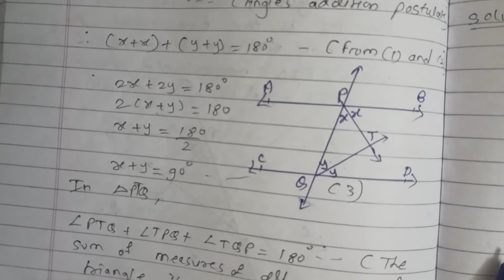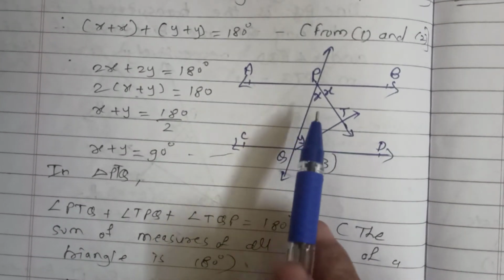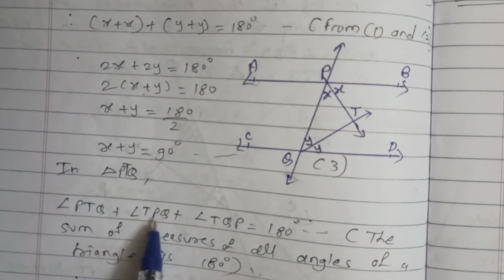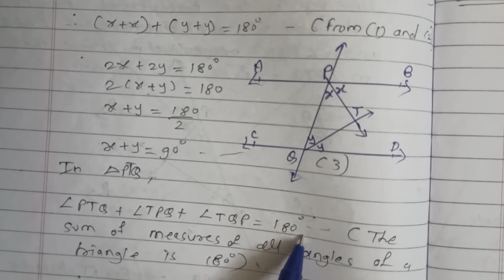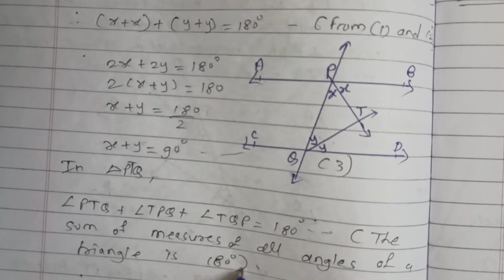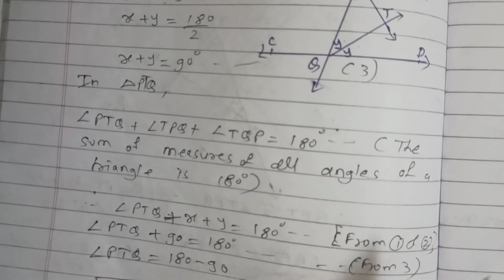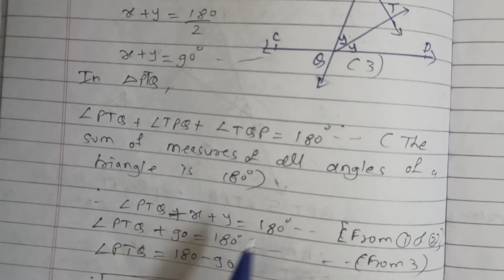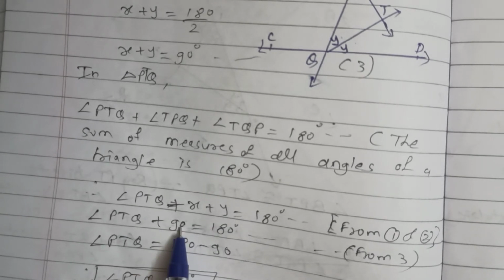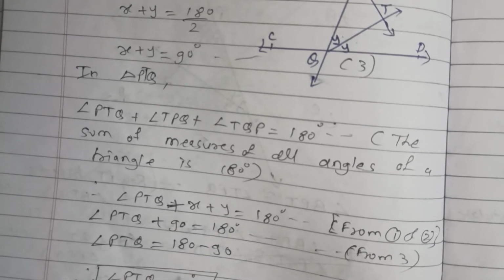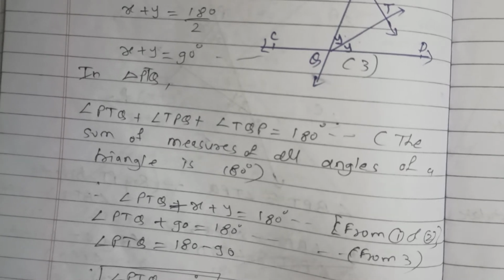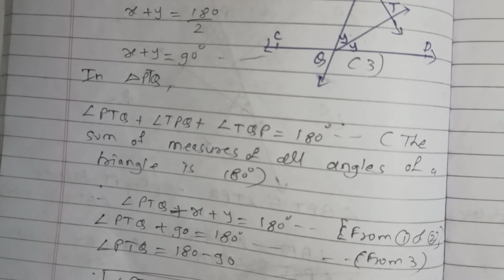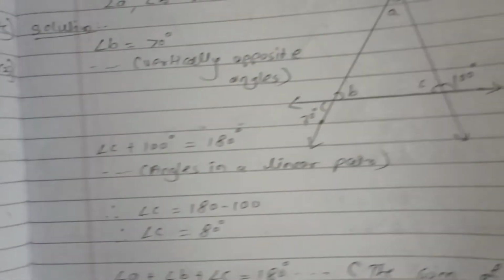Now in triangle PTQ, we can see in this figure, angle PTQ plus angle TPQ plus angle TQP is equal to 180 degrees. The sum of measures of all angles of a triangle is 180 degrees. Therefore, angle PTQ plus x plus y is equal to 180 degrees, from 1 and 2. As x plus y is equal to 90 degrees, therefore 180 minus 90, as the last answer we will get that the measure of angle PTQ is equal to 90 degrees. Now let us see question number 9.